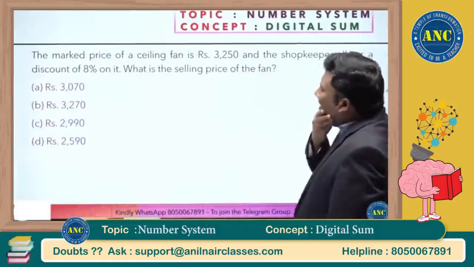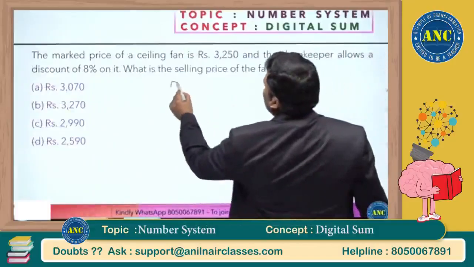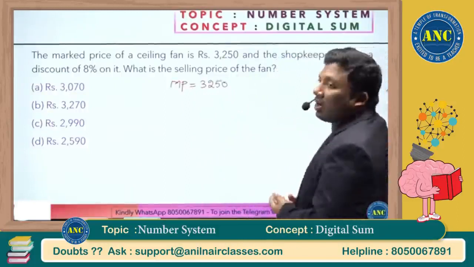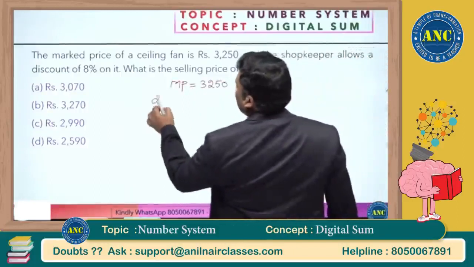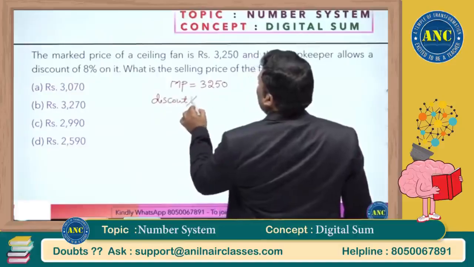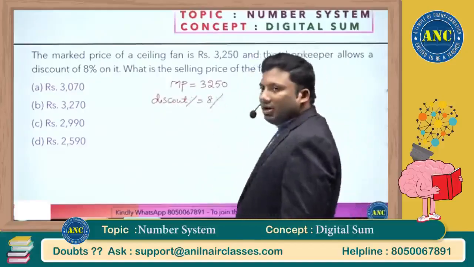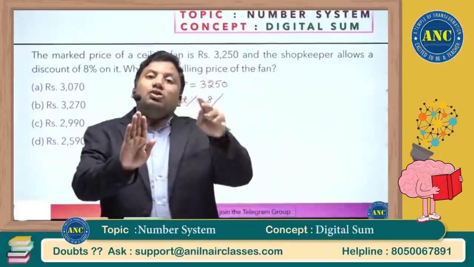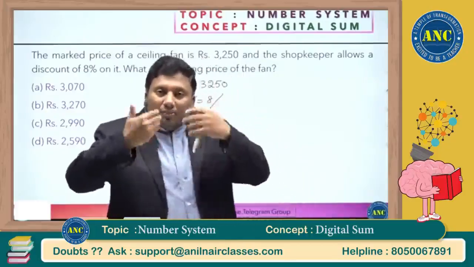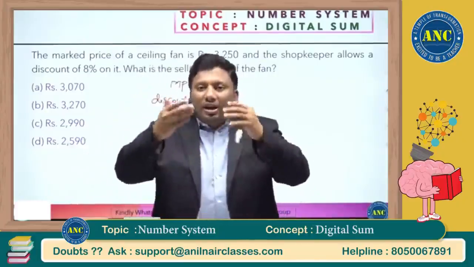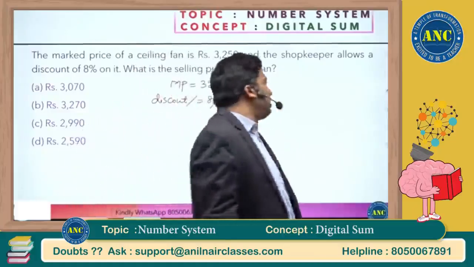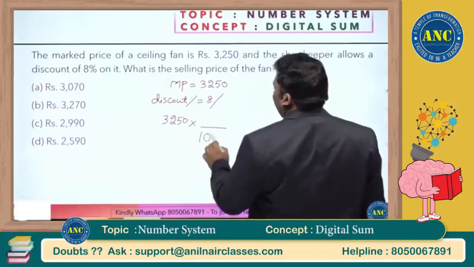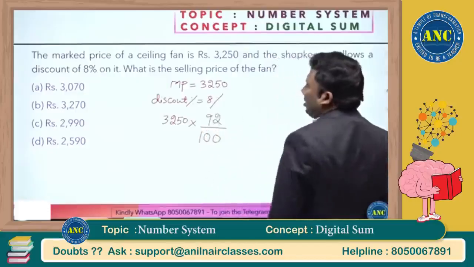Next one. The marked price of a ceiling fan. There is a price which is marked on the ceiling fan. The price is 3250, and the shopkeeper allows a discount of 8% on it. What do you mean by discount? The price marked on the product is 100. My friend came. I sold it at 8 rupees less. Discount is nothing but I am losing money on the marked price. If I lose money on the cost price, that is a loss. So the initial value is 3250, and on 100 my friend came, I gave a discount of 8, so it is 92.